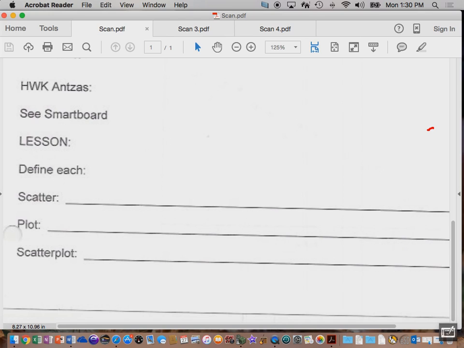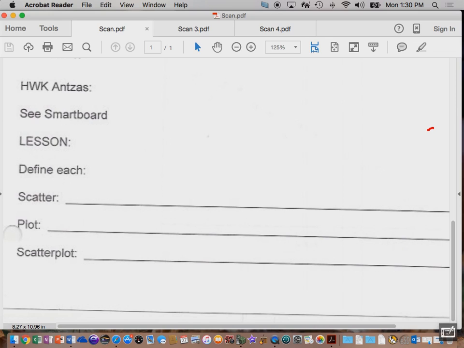Scatter means to distribute. Now, one case that I can think of with scatter is when you think of a pack of animals being hunted by wolves or lions, and the predators charge in, and then what do the animals do? Scatter. They disperse, they scatter, they run out. Yeah. All right, so that's an idea of what scattering is.